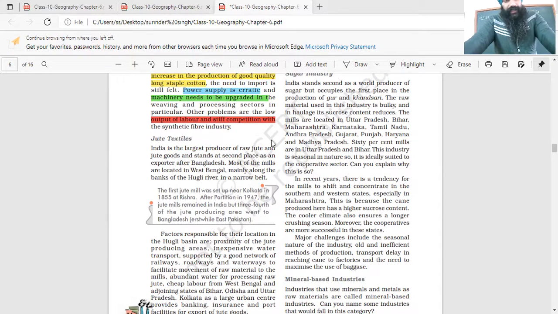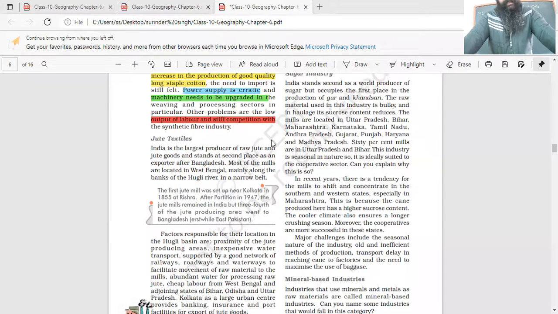Most of the mills in West Bengal are concentrated in the Hooghly region near Calcutta, about 70 jute mills, responsible for the growth of the jute industry. India's first jute mill was established at Rishra, R-I-S-H-R-A, near Calcutta in 1855. After partition in 1947, three-fourths of the jute producing areas went to East Pakistan, now known as Bangladesh, while the jute mills remained in India.